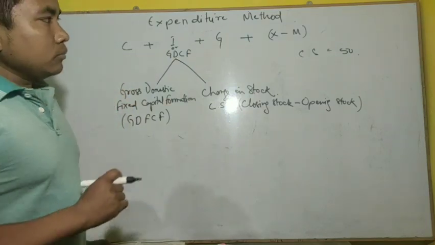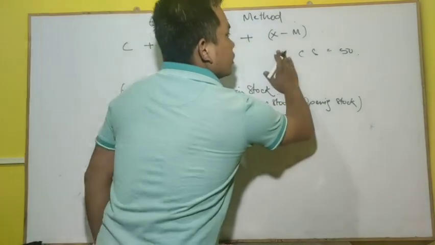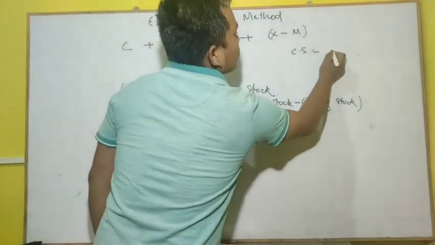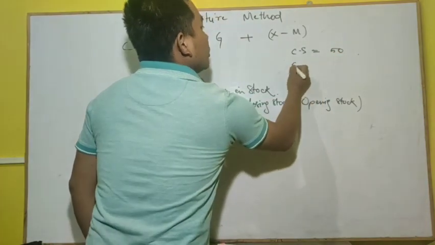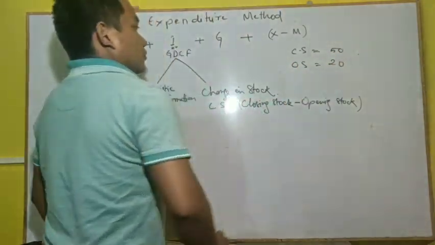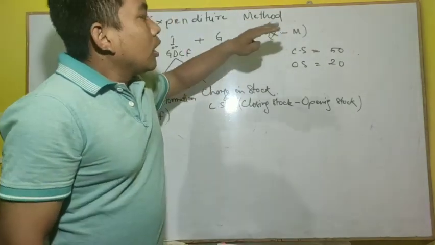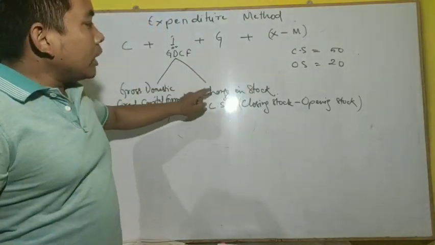But there are some questions where, instead of giving the change in stock, they might give you the closing stock equal to 50 and the opening stock as 20. If this is given, remember that if we subtract the opening stock from the closing stock, we will get the change in stock.